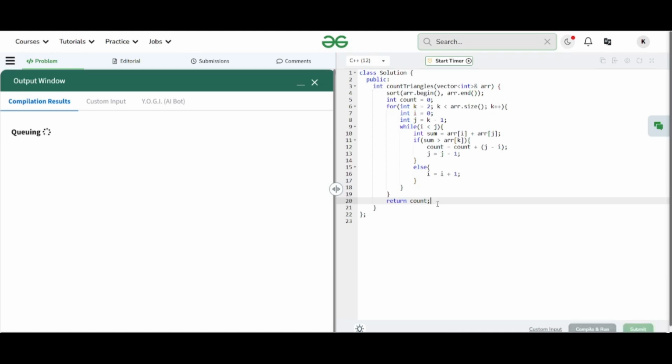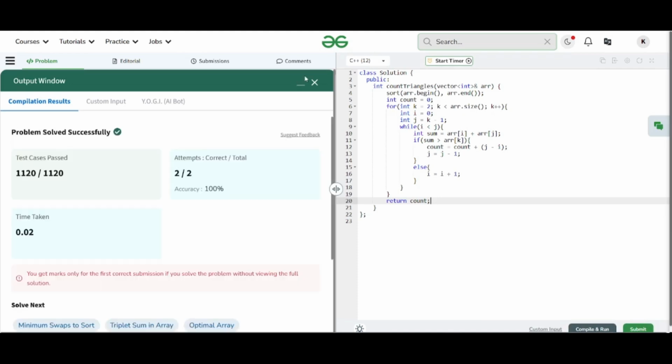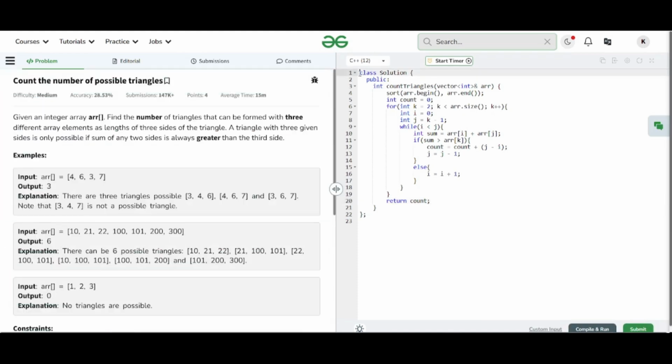Let's run it. Perfect. Just submit it. Yes, it is submitted.